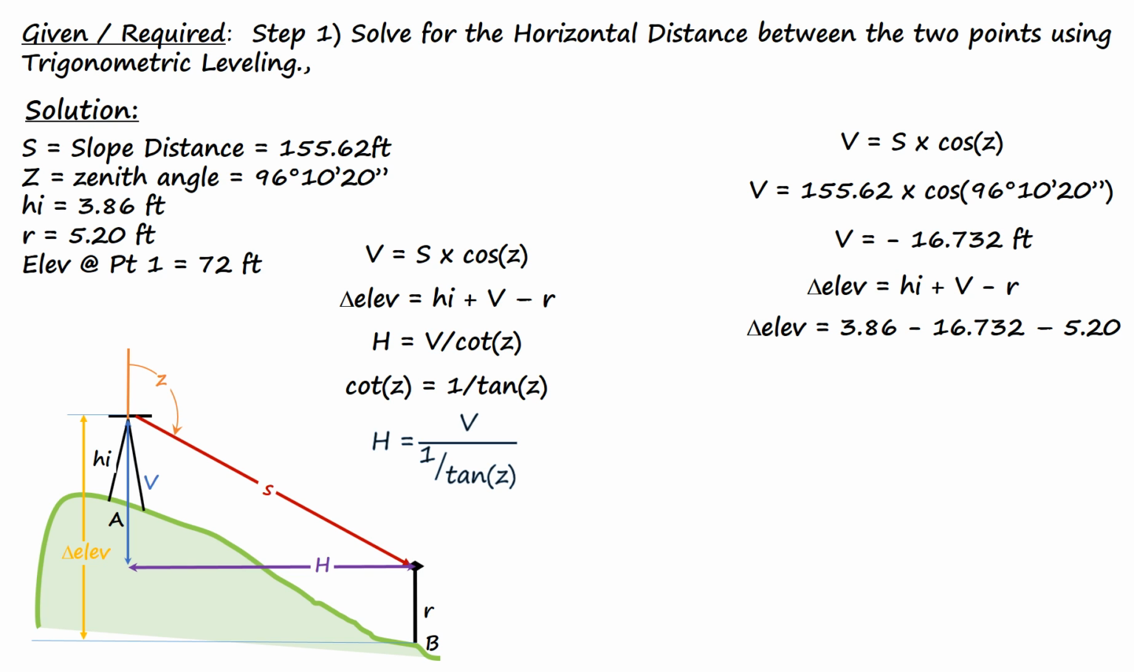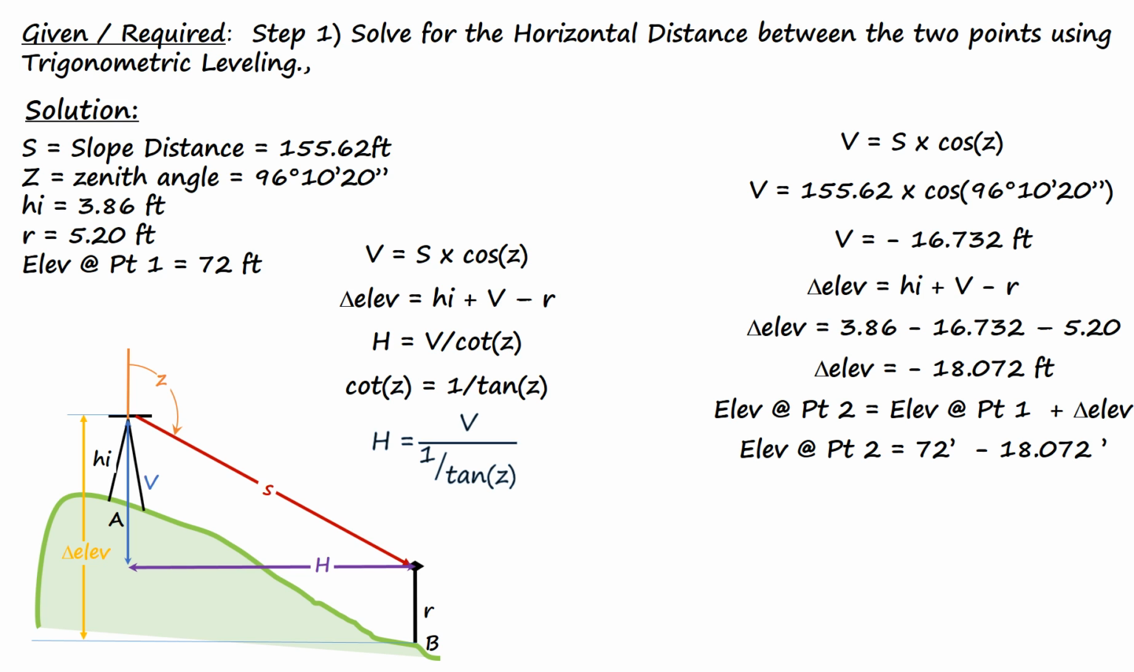The change in elevation is going to be 3.86, the instrument height, minus the 16.732, minus 5.2, giving us a negative 18.072. That means at point 2, we're going to take the 72 elevation at point A, or point 1, and subtract off the 18.072. So the elevation at point 2, or point B, is 53.93 feet.